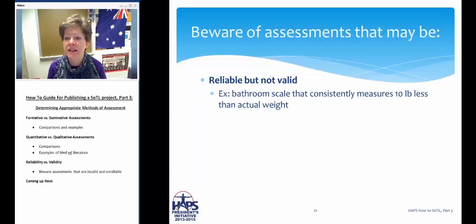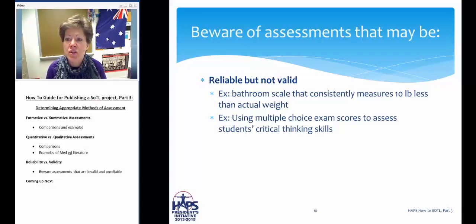Let's say your bathroom scale consistently measures 10 pounds less than your actual weight. It is repeatedly measuring 10 pounds less, so it is a reliable measure, but it's not valid because you happen to weigh 10 pounds more than what the scale actually says.